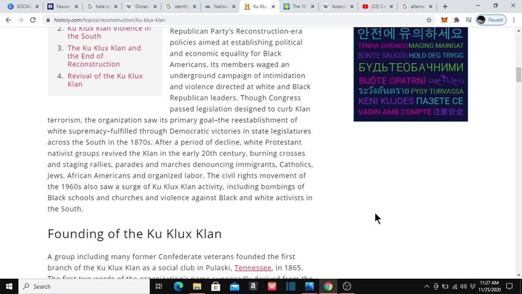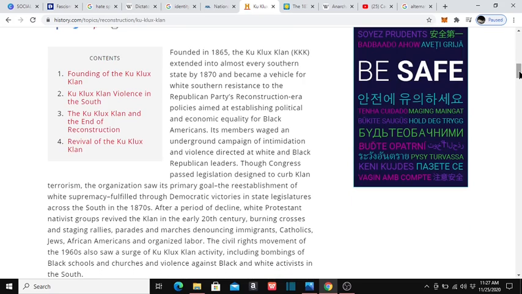All right, so let's stop right here for a moment, family. So now, what exactly is this saying? Basically, what they're saying is the KKK was formed to go against the Republican Party. A lot of people don't realize this, and they waged war against white and Black Republicans, as you can see.